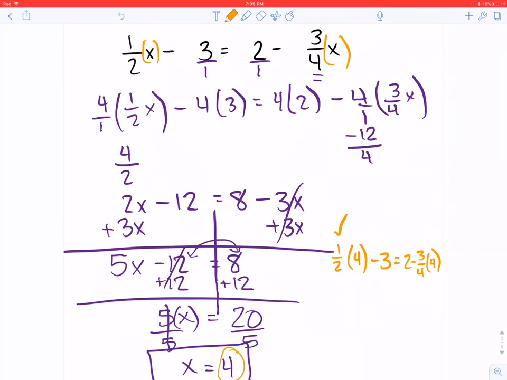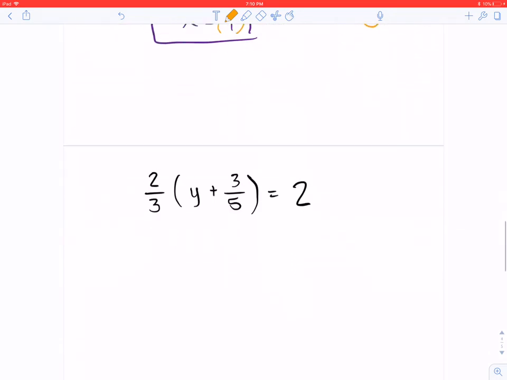All right, 4 is over 1, so that's 4/2, which is really 2, minus 3 is negative 1. Bring down my equal sign. I have 2. 3 times 4 is negative 12 over 4, which is really 3. So 2 minus 3, hey look, it winds up the same. So we are happy. All right, last problem.